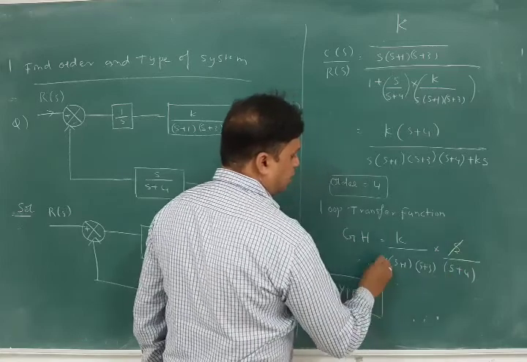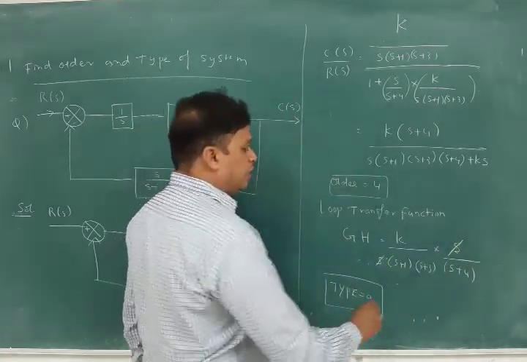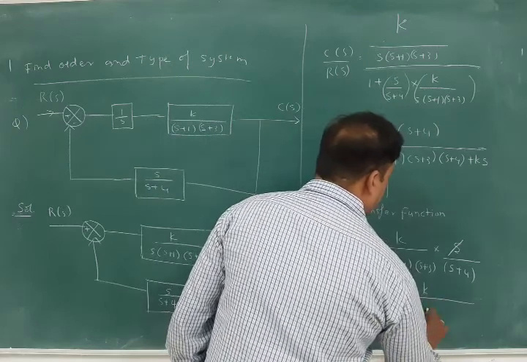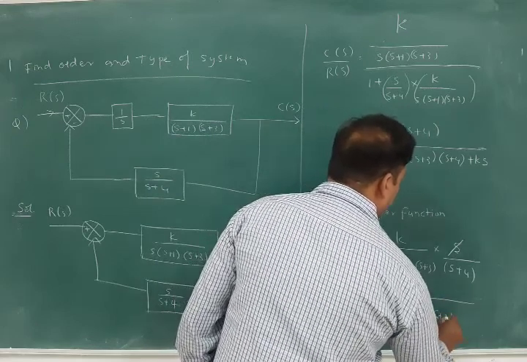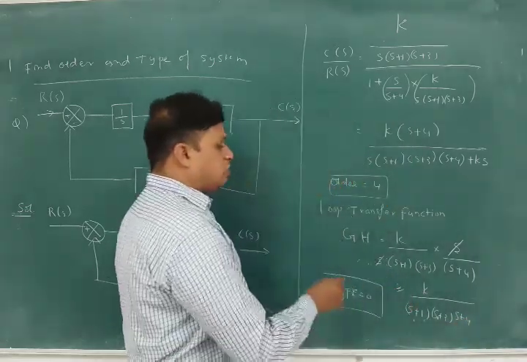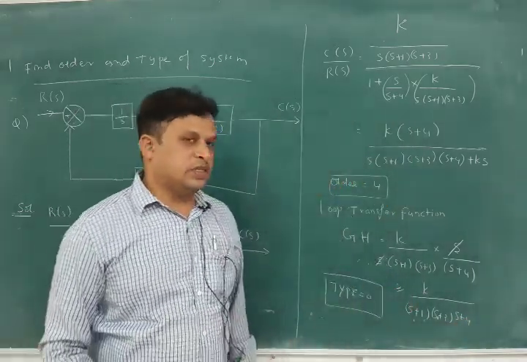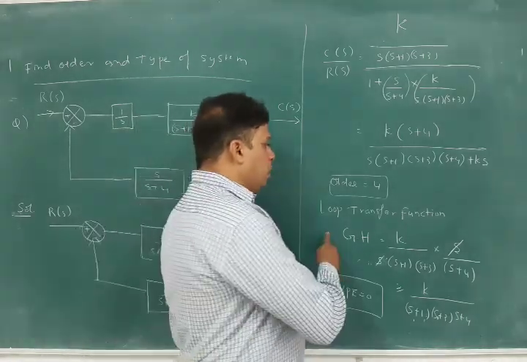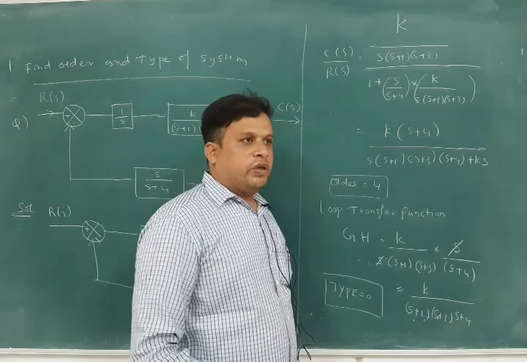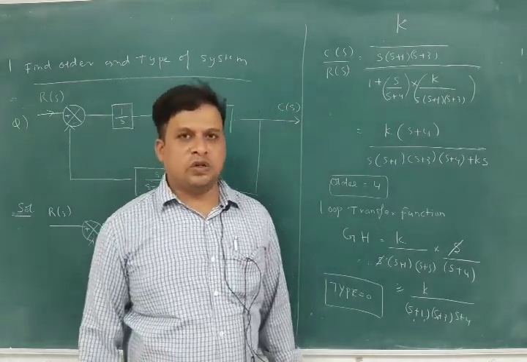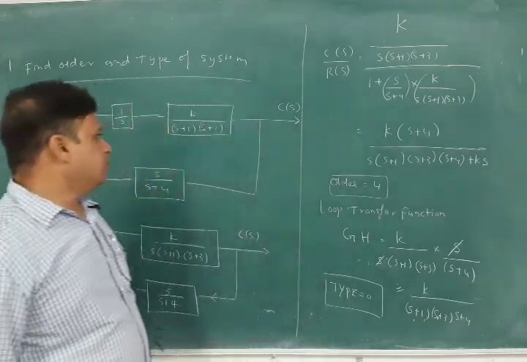Okay. So we can write that equation as K by (s+1) into (s+3) into (s+4). So the loop transfer function becomes K by (s+1) into (s+3) into (s+4). So there is no pole at the origin here. So we can say that the type is 0. From the definition, type is equal to 0 here.